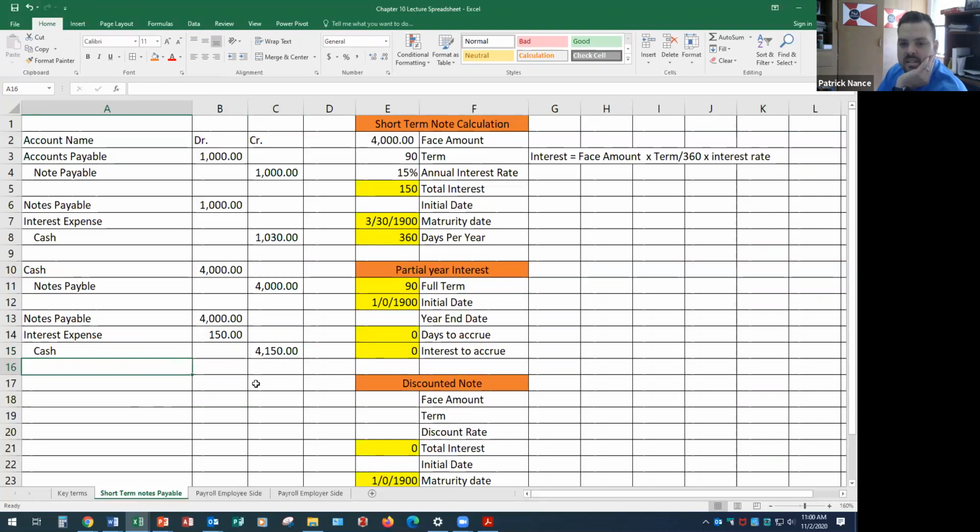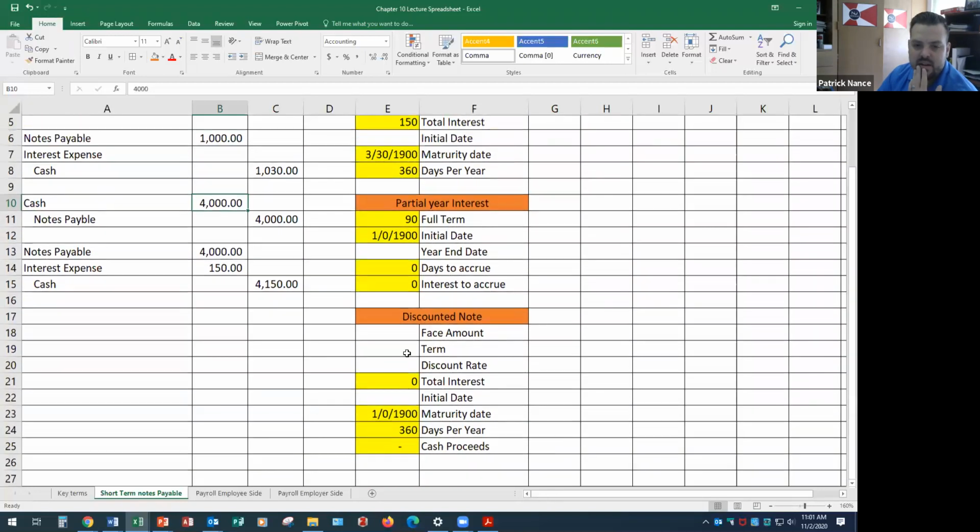Now, there is another note called a discounted note, and a discounted note is a little bit different. This is a normal note, where I would receive $4,000 and owe $4,000 plus interest of $150 at the end of the term. But another way they can do this is instead of giving me the full amount, they can take the interest out up front, which is called a discount or a discounted note. So if this one were a discounted note, I wouldn't receive $4,000 in cash. I'd receive $4,000 minus $150. And then when I actually paid it off, I would just pay the flat $4,000. So let's go through an example of one of those.